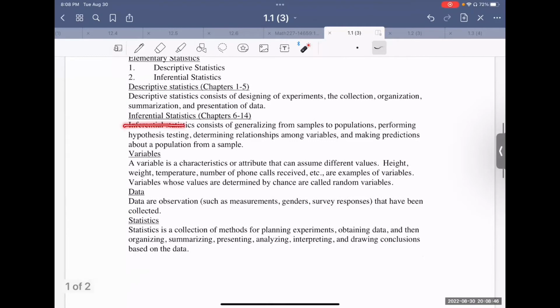Inferential statistics consist of generalizing from samples to populations, performing hypothesis tests, determining relationships among variables, and making predictions about a population from a sample. It's basically the latter half of the book. Now, if you notice, inferential statistics is really the interesting thing. It's really doing something, making inferences from a sample to tell you something about a population.